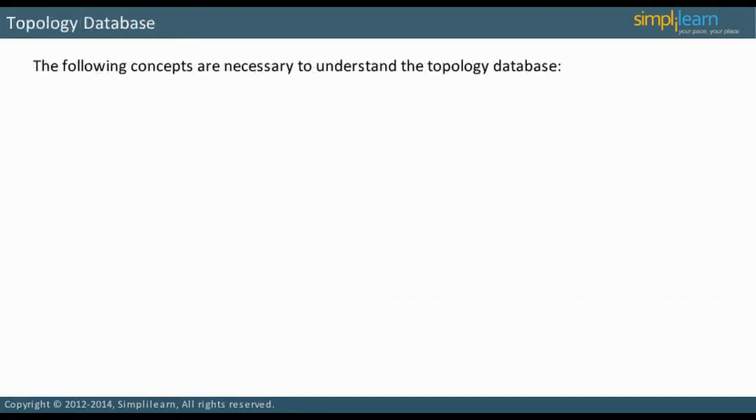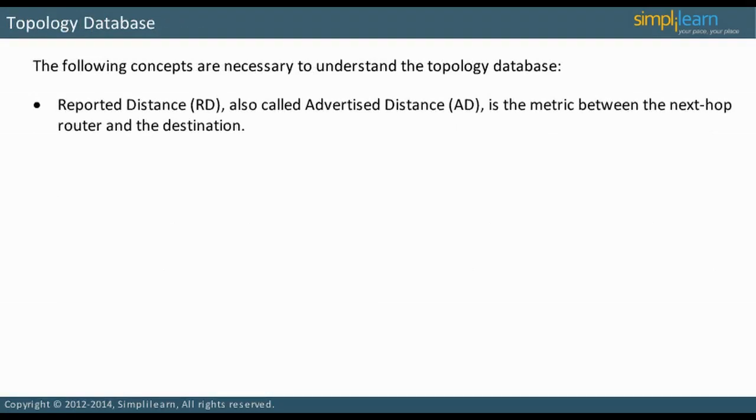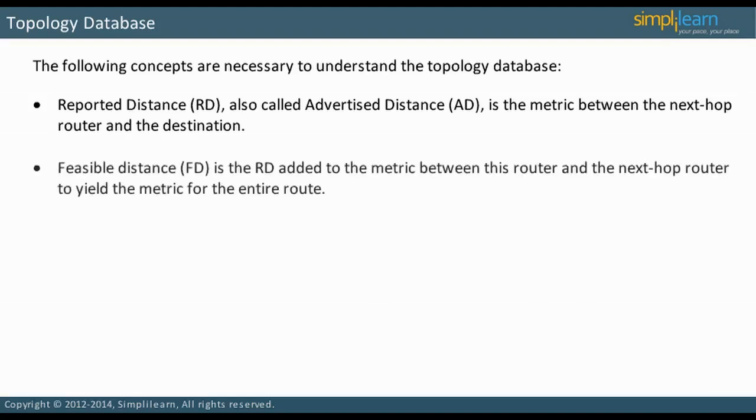The following concepts are necessary to understand the topology database. Reported distance, RD, also called advertised distance, AD, is the metric between the next hop router and the destination. RD is used as the acronym here for both reported distance and advertised distance, to not confuse it with administrative distance. The feasible distance, FD, is the RD added to the metric between this router and the next hop router to yield the metric for the entire route.